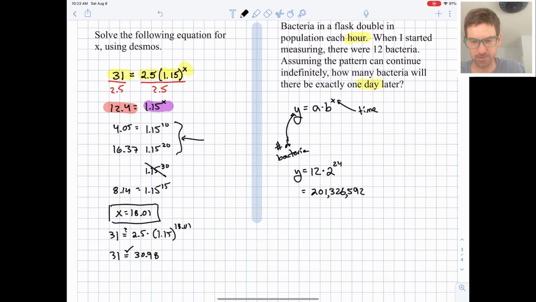201,326,592. So 201 million bacteria, and presumably they had enough nutrients and resources to be able to continue to grow to that size, which probably isn't totally realistic, but dang, that's a lot of bacteria right there. All right, that's a good place to stop.